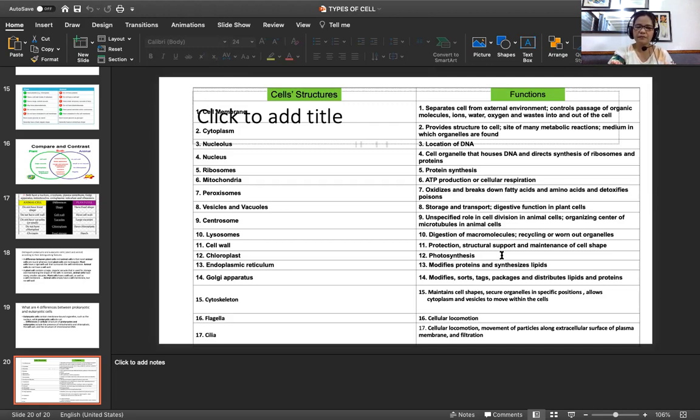Then chloroplast, plant cell lang because this is responsible for photosynthesis. Endoplasmic reticulum, it modifies protein and synthesizes lipids. So always remember that. Protein for rough and synthesizes lipids for smooth. And how about Golgi apparatus? Modifies, sort, tags, package, and distribute lipids and protein.